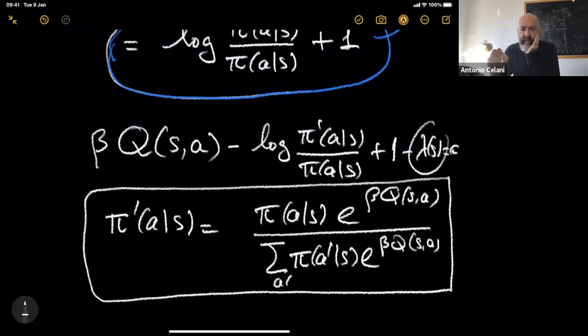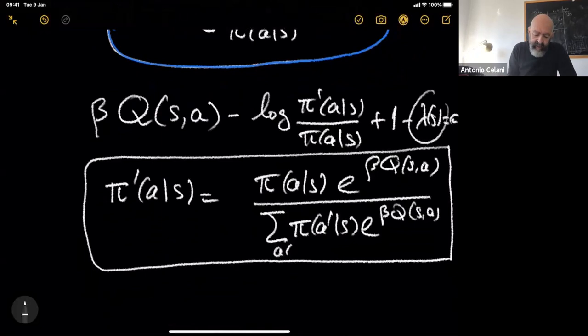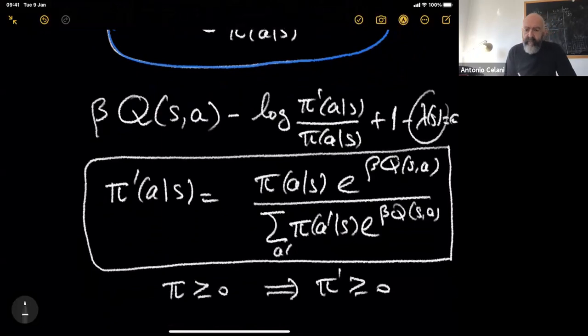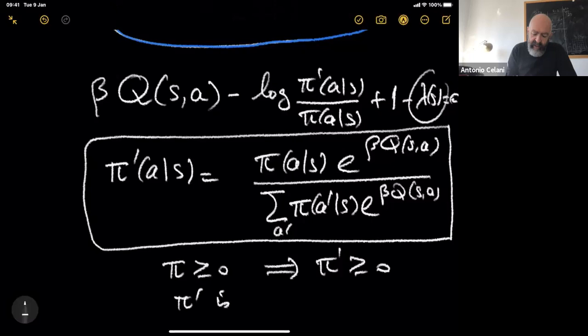So before we discuss this result, let's make a few remarks. First remark is that if pi is positive, as it should be, then also pi prime is positive. And pi prime is normalized. So in this case, you see that we don't need to make any projection. If we start with a policy which is within the admissible range, the next one will still be in. There's no risk of going outside the domain. This is a property of the Kullback-Leibler divergence.